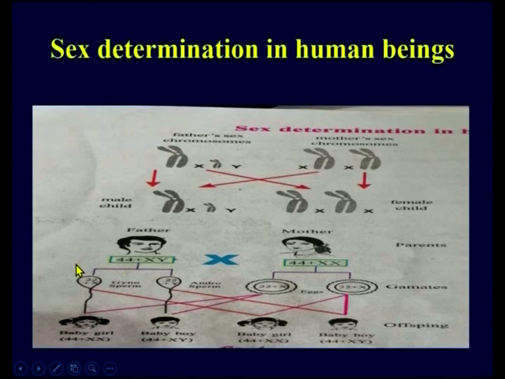But the sex cells produced by man, which are sperms, are of 2 types. Half of the sperms carry X chromosome because there are 2 sex chromosomes. Half of the sperms carry Y chromosome.